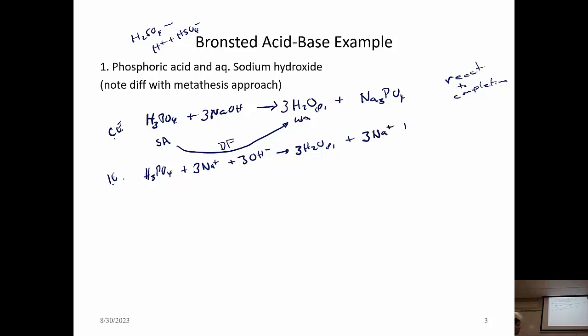So sodium is plus one. We need three of those. And we have one phosphate, which is three minus. So this would be the ionic equation. And then we'll do the net ionic equation.